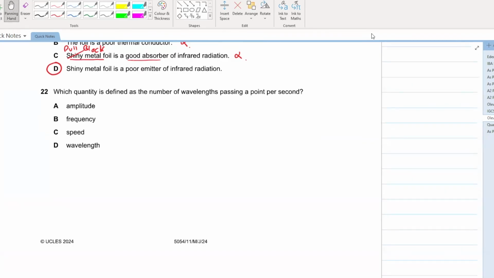Let's see question number 22. Which quantity is defined as the number of wavelengths passing a point per second? Frequency. B is your answer. Frequency has two definitions: number of wavelengths passing a point per unit second, or number of oscillations per unit second.